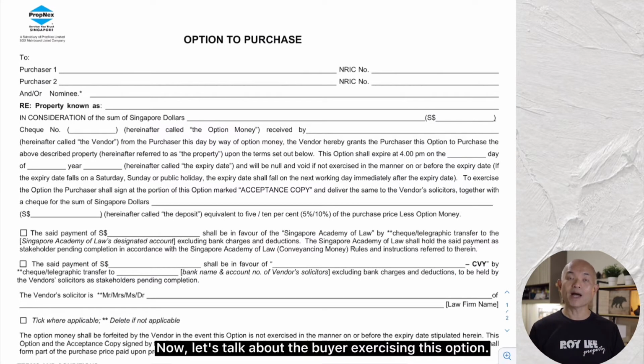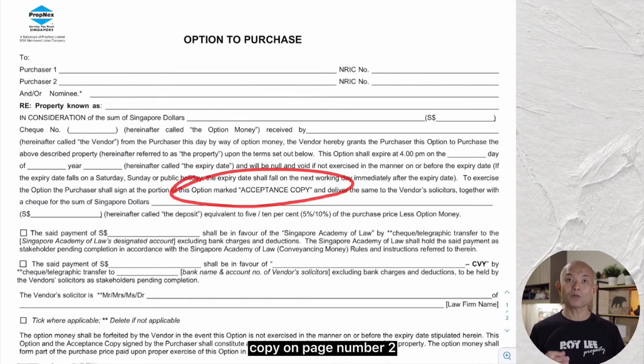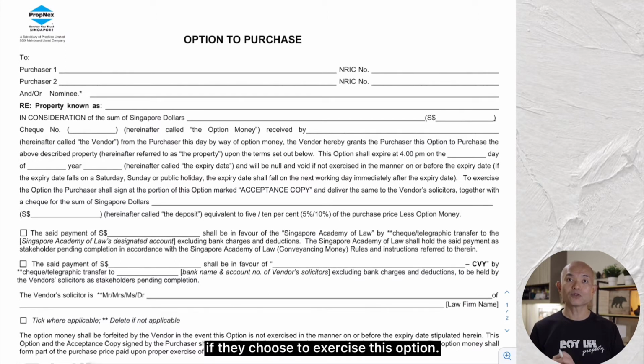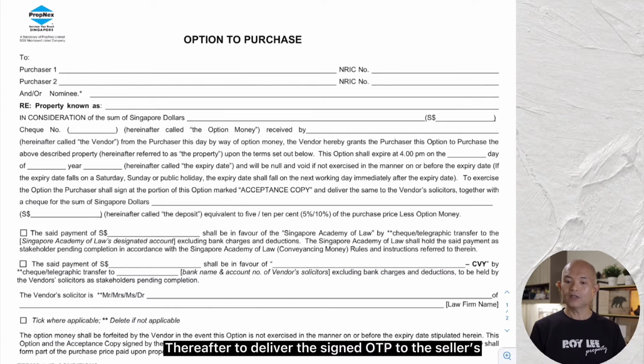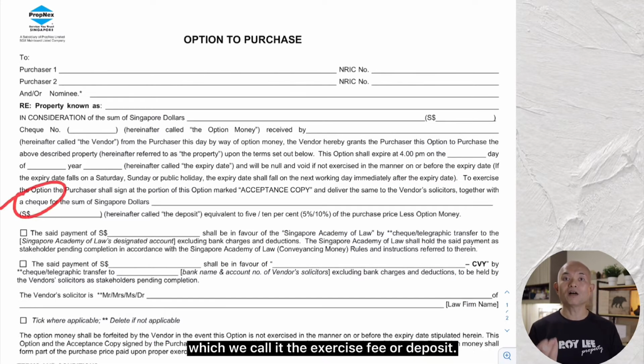Now let's talk about the buyer exercising this option. There's a section marked acceptance copy on page number 2 where all the buyers need to sign if they choose to exercise this option. Thereafter, deliver the signed OTP to the seller's law firm. Together with this, the buyers need to send in a check, which we call the exercise fee or deposit.